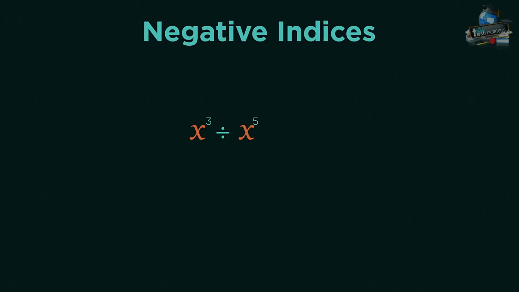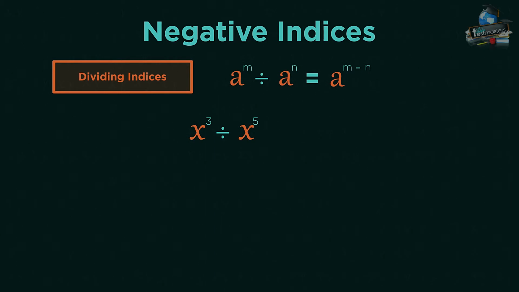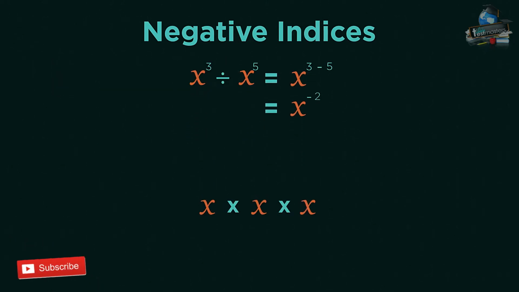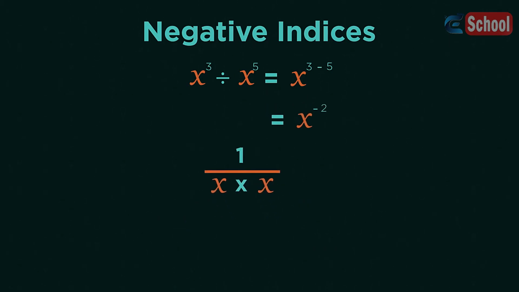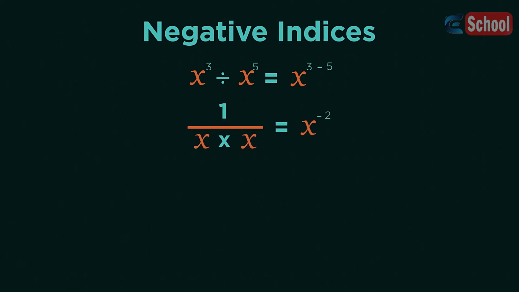So let's have a look at this question. Using the dividing indices law, we subtract the powers and we get x to the negative 2. If we wrote this question out in full as a fraction, like this, and then simplified it, we end up with everything cancelled on top, so the numerator is 1 and 2 x's in the denominator. So we have 1 divided by x squared.